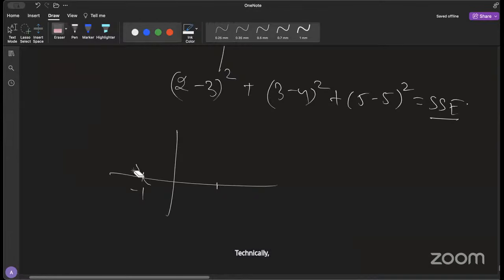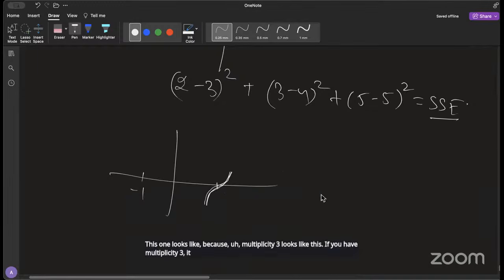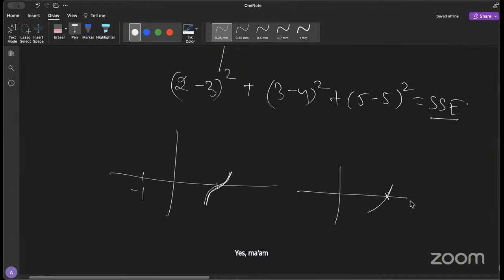Technically, multiplicity 3 looks like this. If you have multiplicity 3, it looks like this. But in the graph, it says it's this, right? Yes, ma'am. So it has to be multiplicity 1, because only multiplicity 1 crosses so smoothly. Multiplicity 3, 5, and 7, all of these don't cross like this. They show a visible deviation from here. They look like this. But that's not given there. So ideally, we should consider it to be multiplicity 1 for each.